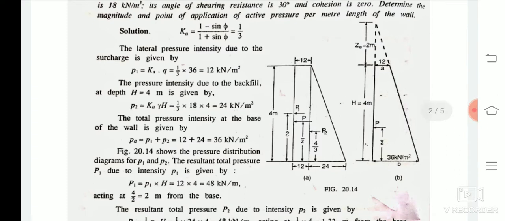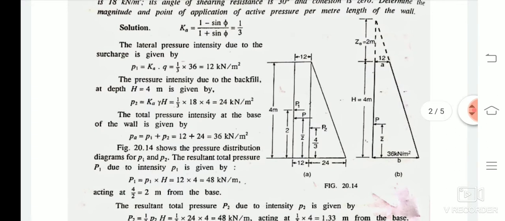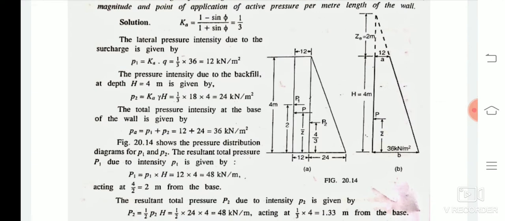Putting the value of phi as 30 degrees, we can obtain K equals 1 by 3. So what will be the value of the earth pressure in case of surcharge? We all know that for the surcharge, as it is uniformly distributed towards the wall surface, it is given as Ka into q. So the value of the surcharge pressure will be equal to 1 by 3 into 36, that is 12 kilonewton per meter square. This is the intensity of pressure due to the surcharge load.